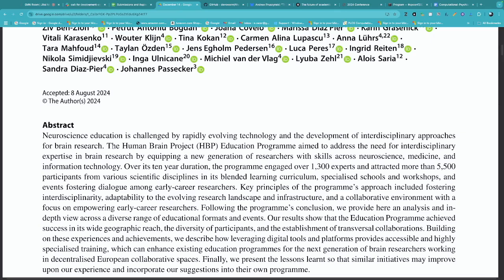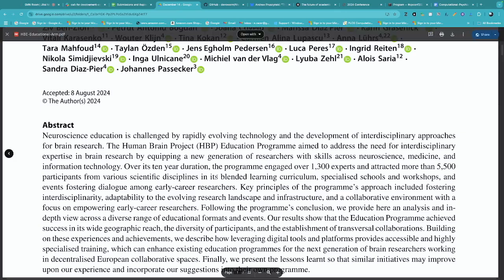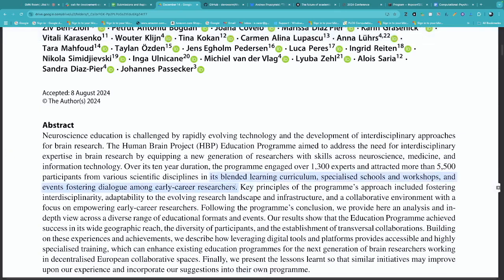So really what they're trying to do in this educational program is equip a new generation of researchers with skills across neuroscience, medicine, and information technology. Over its 10-year duration, the program engaged over 1,300 experts and attracted more than 5,500 participants from various scientific disciplines in its blended learning curriculum, specialized schools, and workshops, along with events fostering dialogue among early career researchers. So there are a lot of ways in which they approach their educational mission.